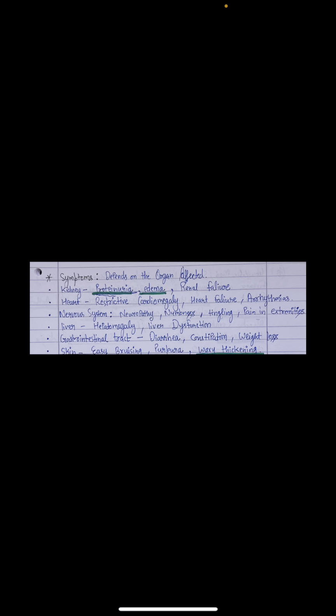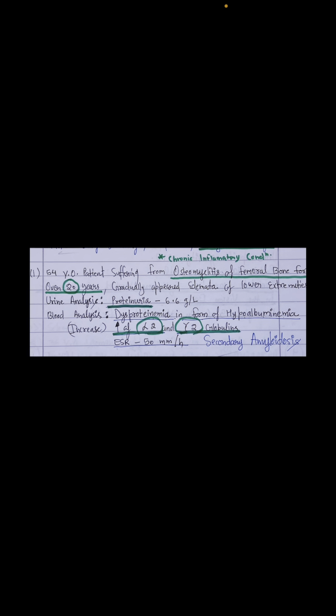No need to remember all of these symptoms. Just remember that the croc question will give you the background of some chronic condition, 5 years of this or 15 years of that, and on the background of that chronic inflammation the patient developed symptoms related to this and this. Let's see the questions for better understanding. The first patient is an elderly patient who is suffering from osteomyelitis of the femoral bone for 20 years.